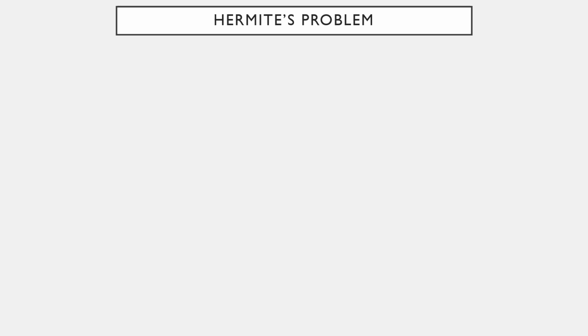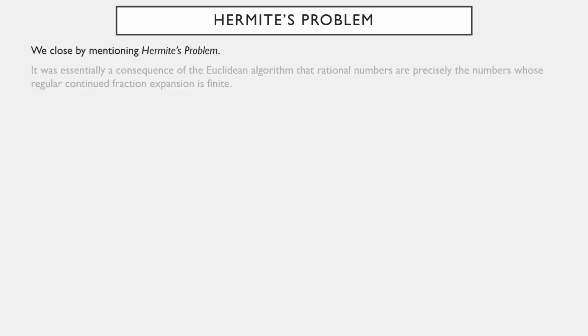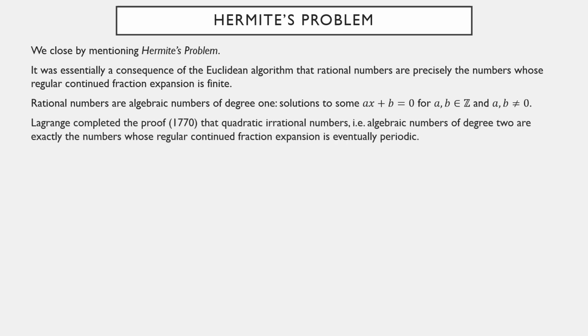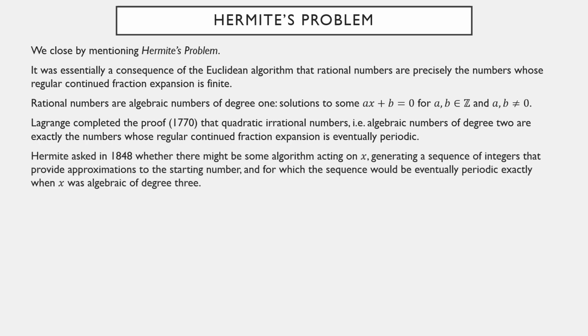Which leads finally to a discussion of Hermite's problem. We're just going to mention this. It's essentially a consequence of the Euclidean algorithm that rational numbers are exactly the real numbers whose regular continued fraction stops. And rational numbers are algebraic numbers of degree 1. So there is a pretty elegant way to use regular continued fractions to discuss whether a number is an algebraic number of degree 1 or not. And then Lagrange in 1770 gave a proof that quadratic irrationals are exactly the ones whose continued fraction expansion is eventually periodic. So for an algebraic number of degree 2, we have a nice continued fraction characterization.